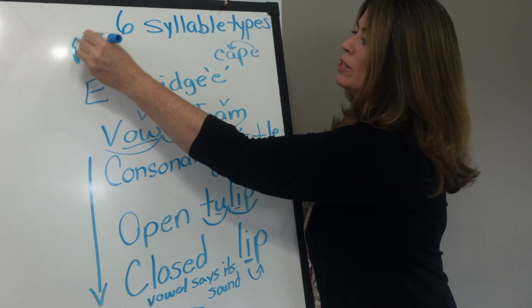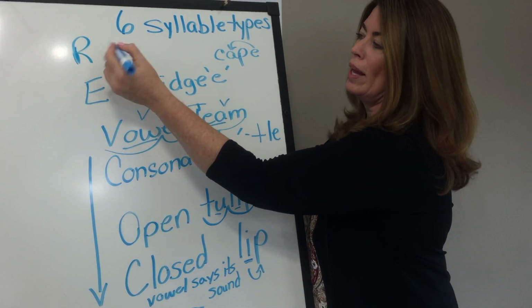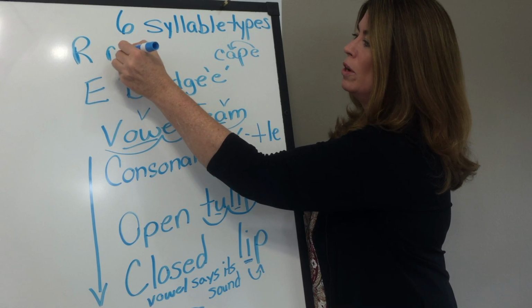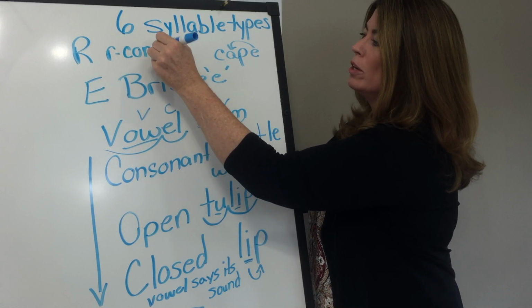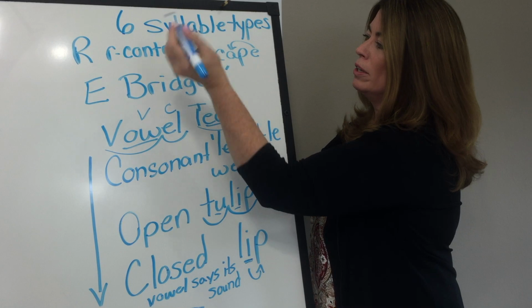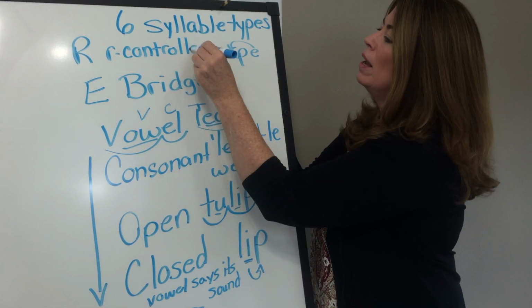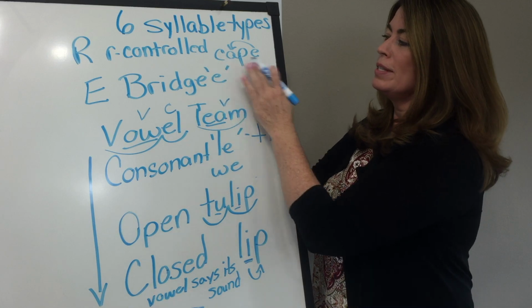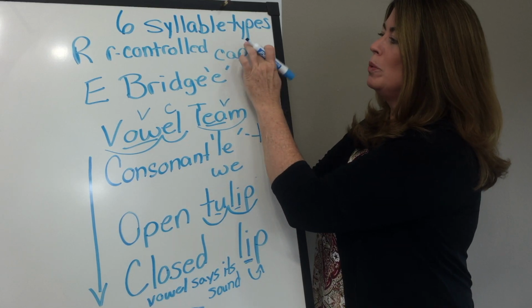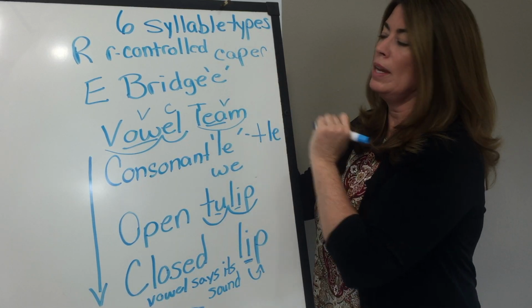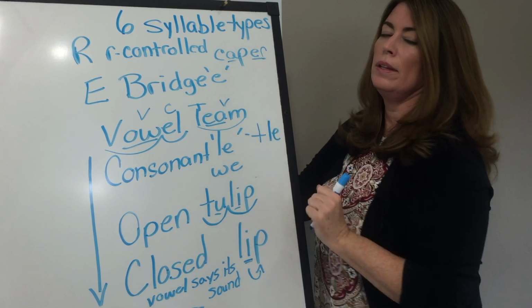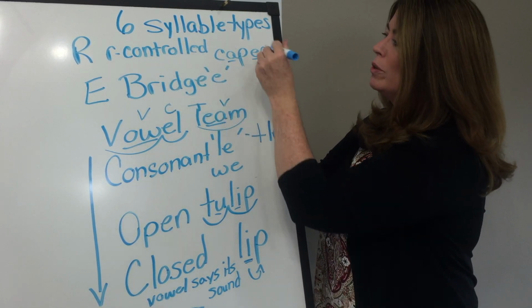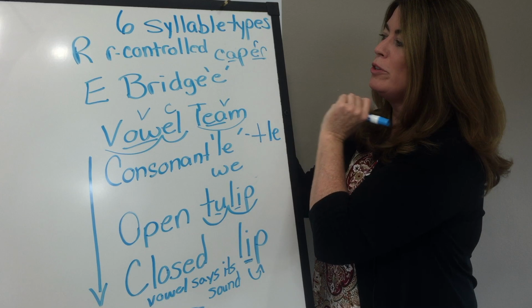Okay, this is R controlled. Okay, we call it growling R, but it's also called R controlled vowels. So your R controlled vowels are ER, UR, IR, OR, and AR. So here, this is cape. But if I were to add an R, now my vowels are there and there. Do I have an R controlled? I do. Okay, now I have 2 choices.